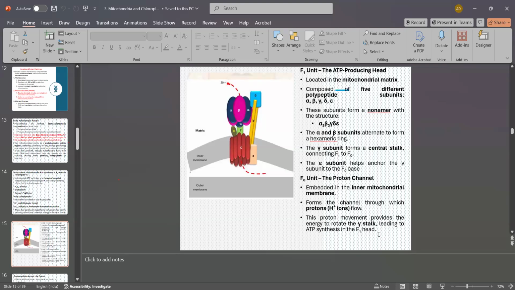How is ATP released? This is the total structure and the total process. How is ATP prepared? What do we mean by energy currency? All of this is there.